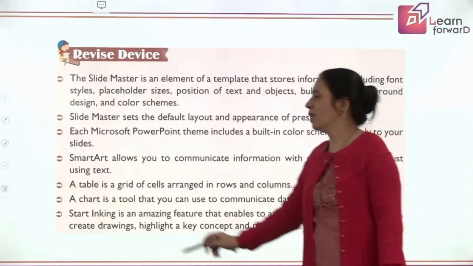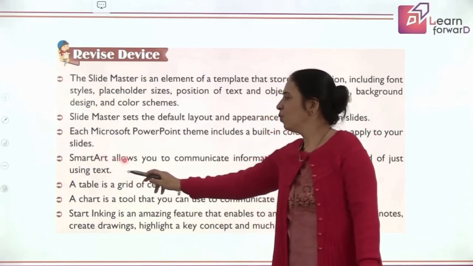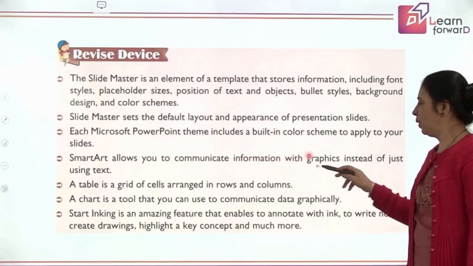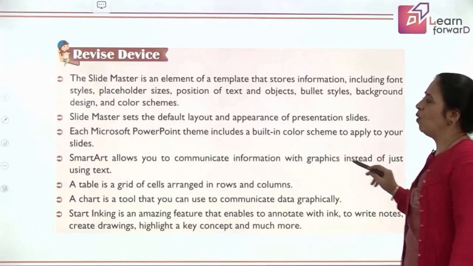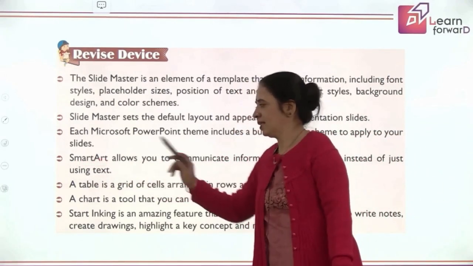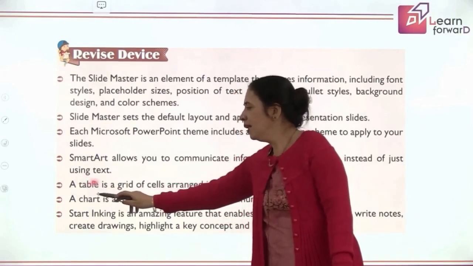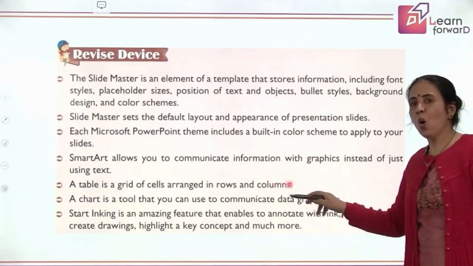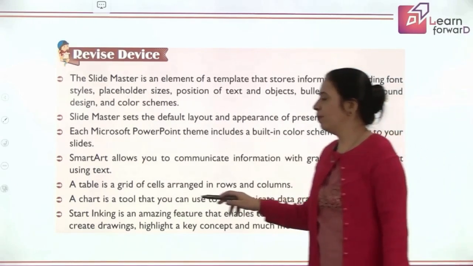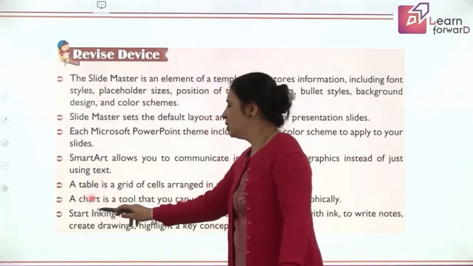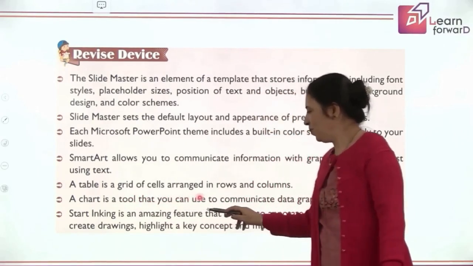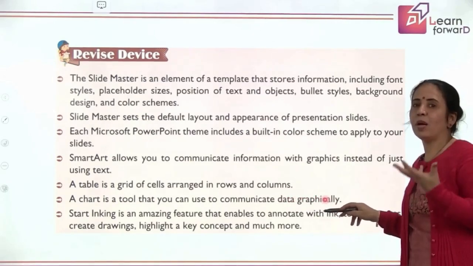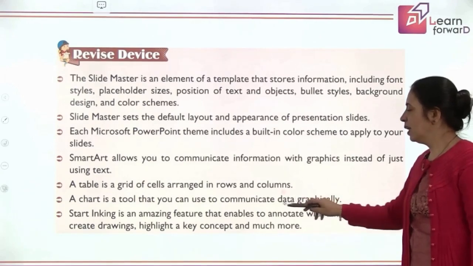Children, Smart Art is another feature which is available for you in the slideshow, which allows you to communicate information with graphics instead of just using the text. And what is a table? Table is a grid of cells which are arranged in row and column. Then we come to chart. What is a chart? Chart is a tool that you can use to communicate your data, making it more attractive by presenting it graphically.